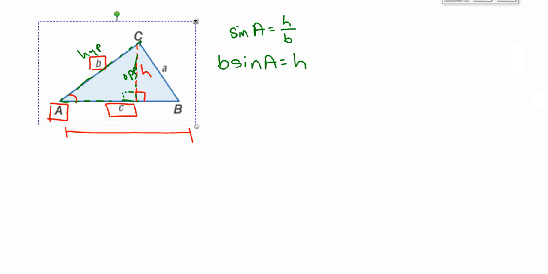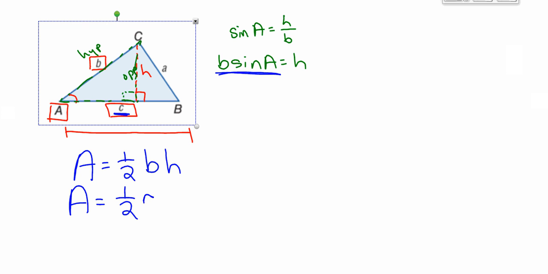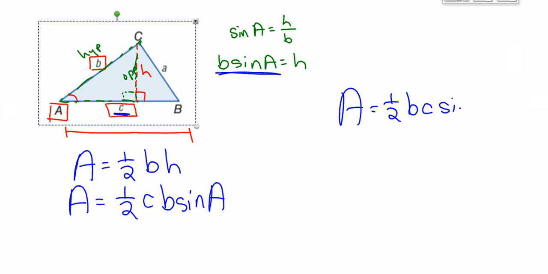If you think of that old formula for the area of a triangle, area equals 1/2 base times height, then in this situation the base would be that c, and the height would be this b sine A. When I substitute that in, area equals 1/2 c b sine capital A. And really the way we're going to write that is A equals 1/2 BC sine A.